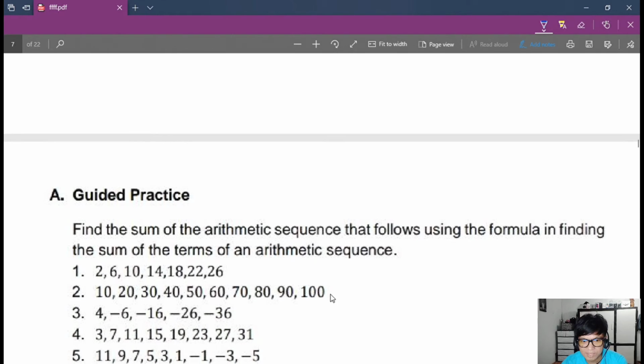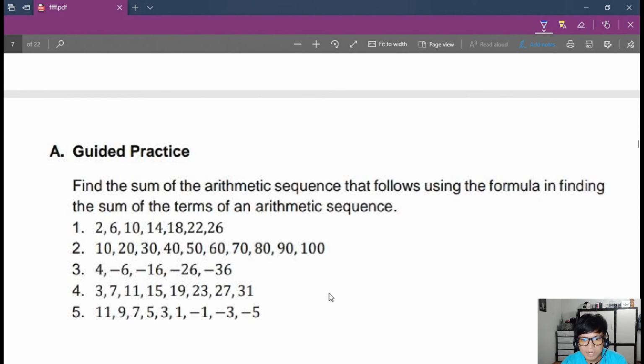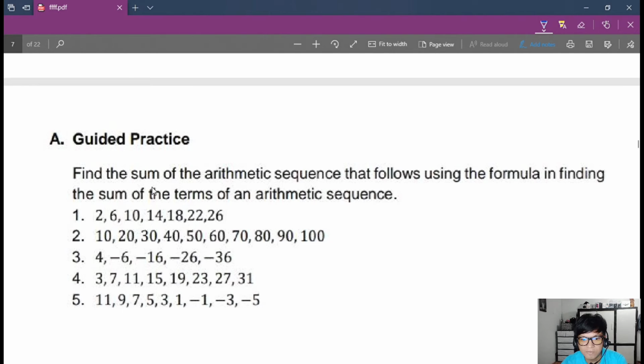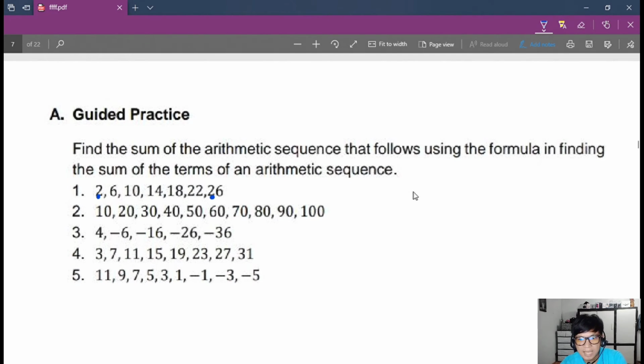Okay, let's have an activity here. Find the sum of the arithmetic sequence that follows using the formula in finding the sum of the terms of an arithmetic sequence. Okay, ito. Using the secret of Carl. Gamitan natin ng Carl. So, mapansin natin, itong 2, pag i-add natin siya sa 26, the sum is 28. Tama?